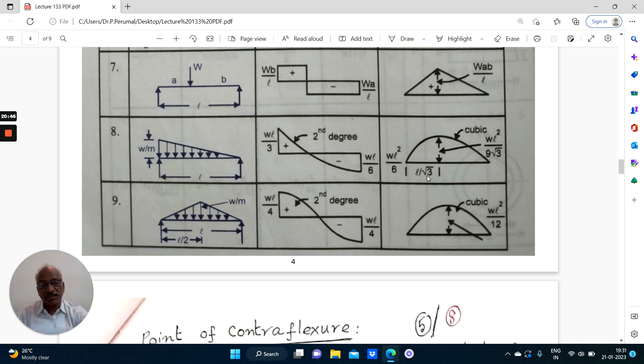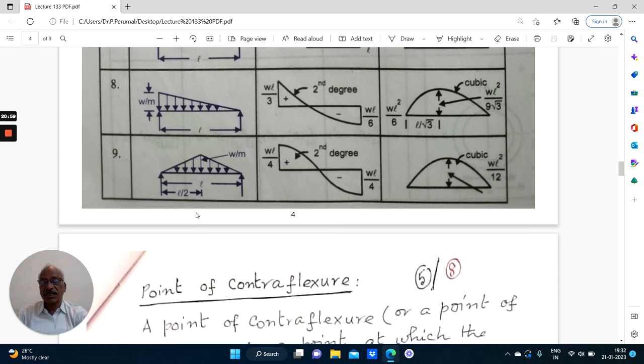In the equation for M max, we have to substitute L by root 3. Actually, in the problem, it was 6 meters. Now here it is L, that is L by root 3. If you substitute L by root 3 in the equation for M max, you will get this value. And this is another standard case. These are all the cases to be remembered as a basic formula. Now it will be given as a full problem, right?